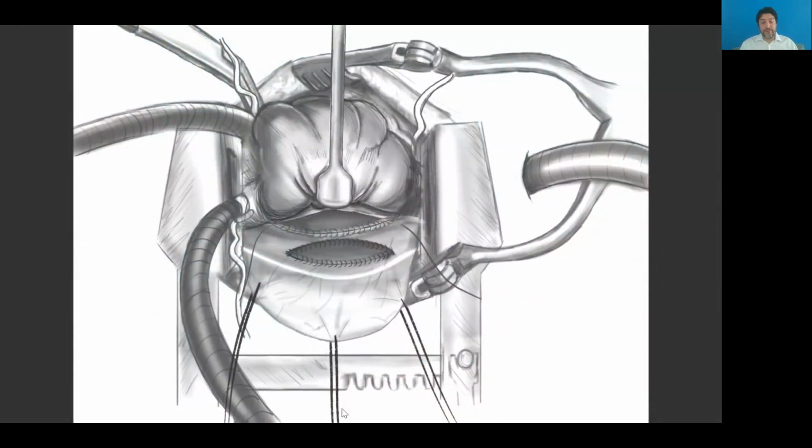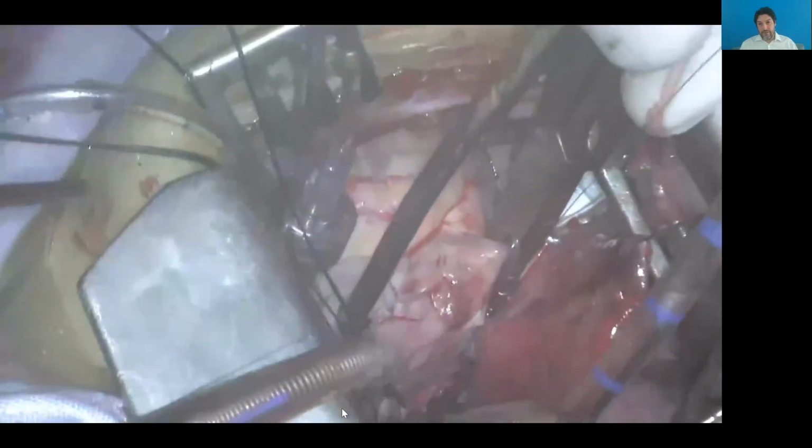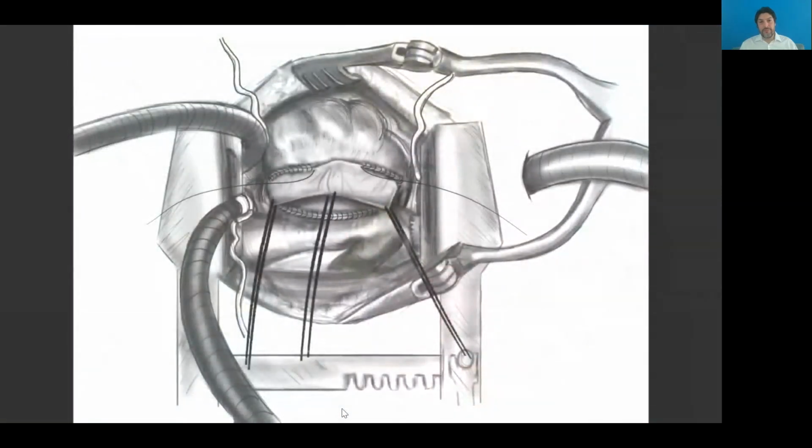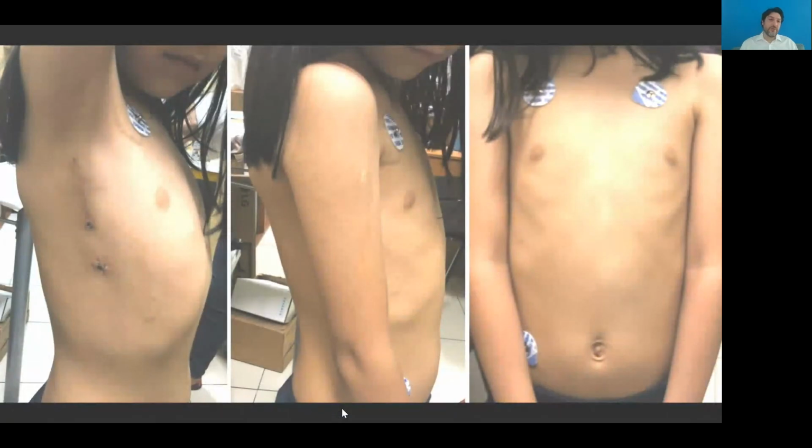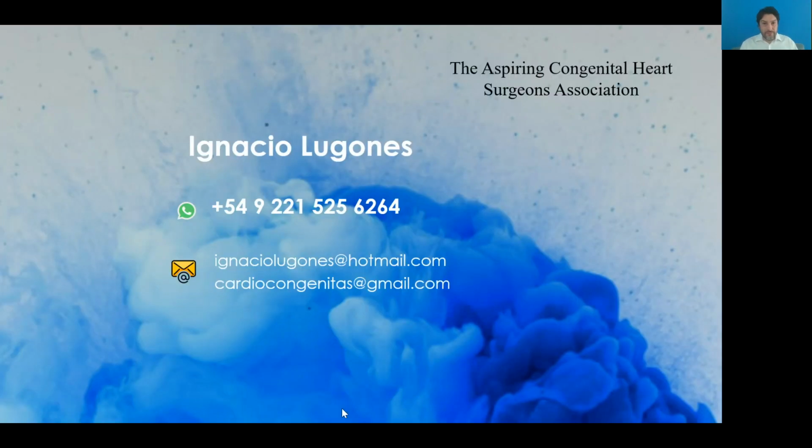Then the patient is connected to cardiopulmonary bypass, and the left atriotomy is performed. And after that, the pericardium is folded over the right atrium. There you can see the reconstruction, the vein sutured to the pericardium and the pericardium sutured to the outer surface. And you can see that it is a very cosmetically superior approach.